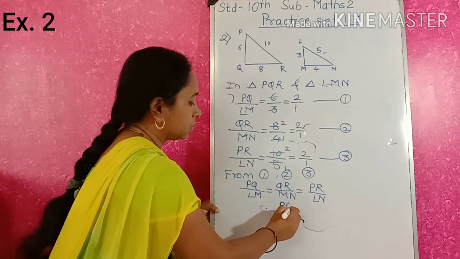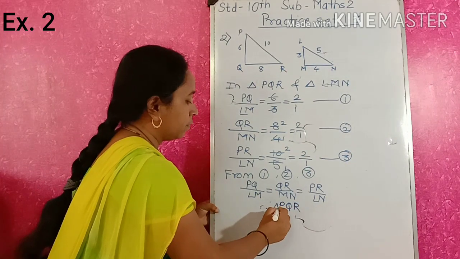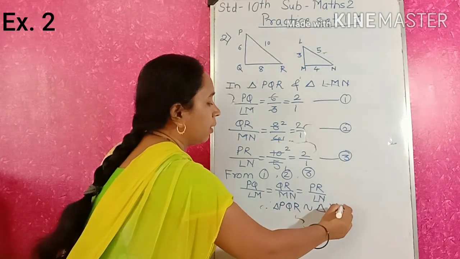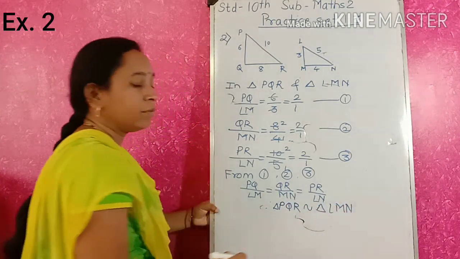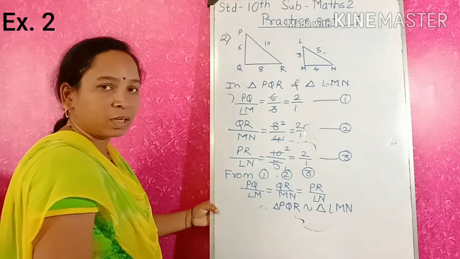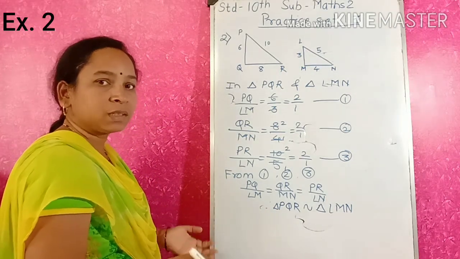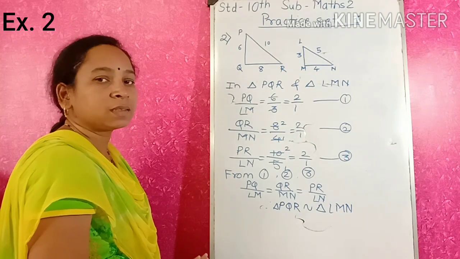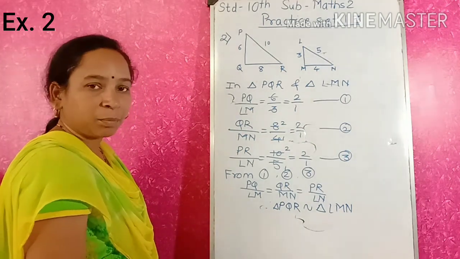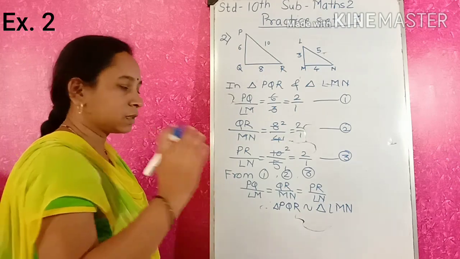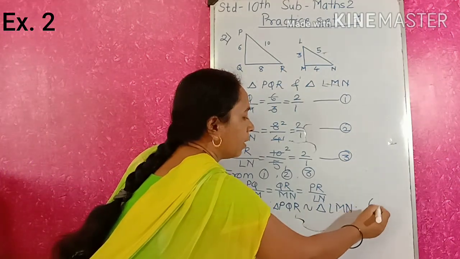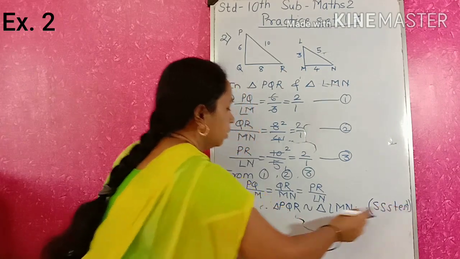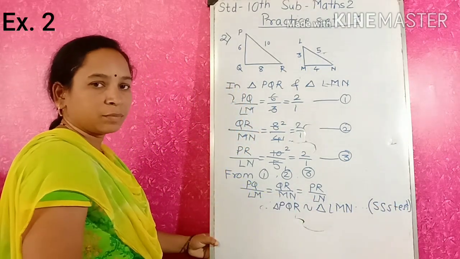By correspondence, triangle PQR is similar with triangle LMN. Now by which test? We have studied 3 tests: AAA test, which is also called AA test, SAS test and SSS test. So which test is applicable? SSS test. So therefore by SSS test, these two triangles are similar.